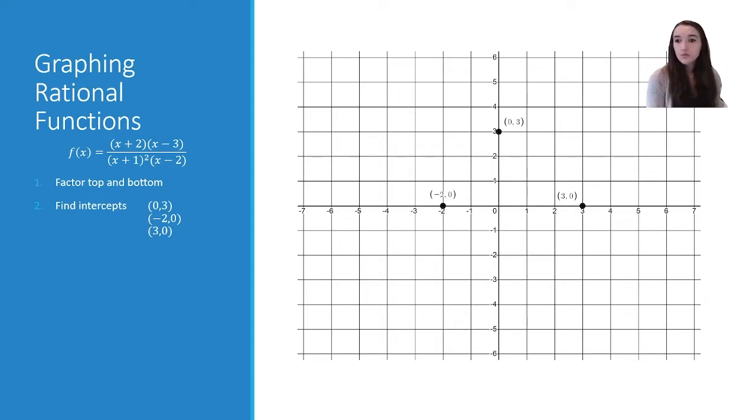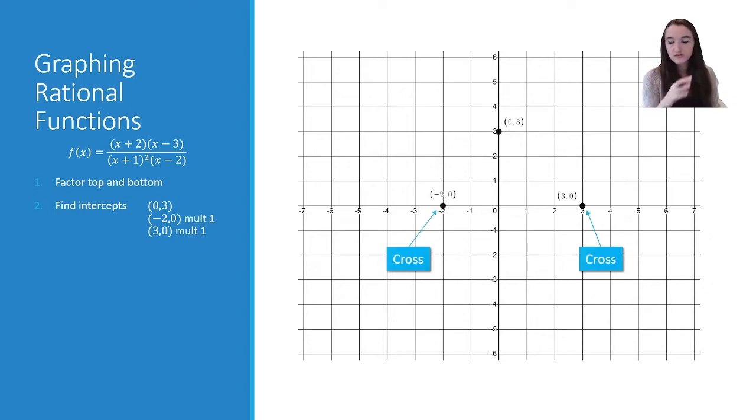Okay. Next, I want to note the multiplicity of those x-intercepts, though. Y-intercept, we don't care about that. But the multiplicity of those x-intercepts is going to be helpful. So x plus 2 occurs once, x minus 3 occurs once, so the multiplicities are both 1. That's pretty simple. We know that odd multiplicity means we're going to cross. So we're just going to make a note of that so that we can make sure that that actually happens as we're graphing.